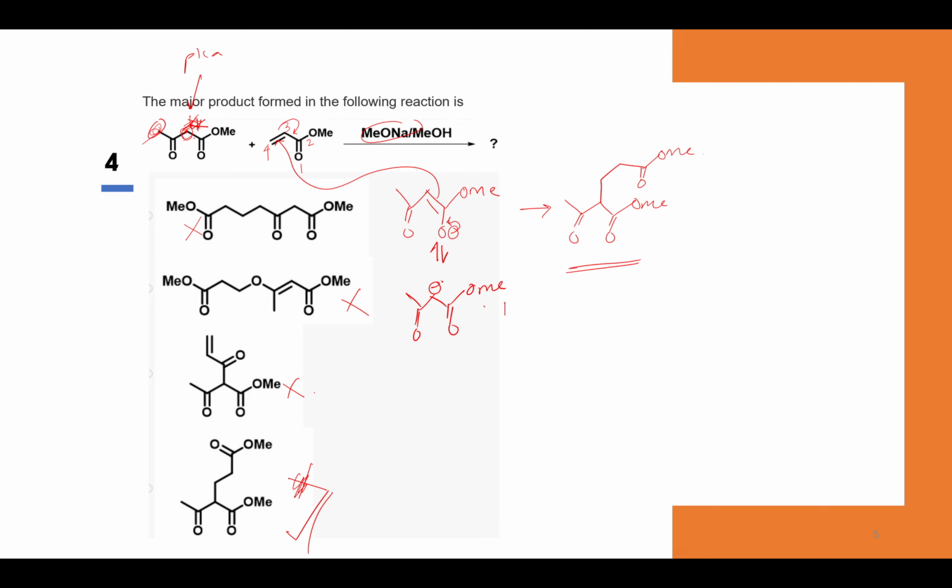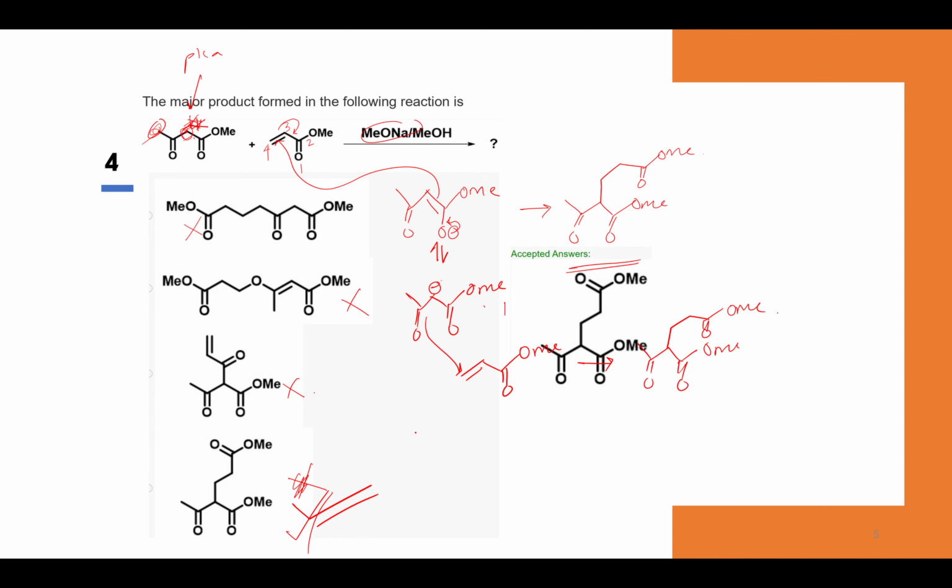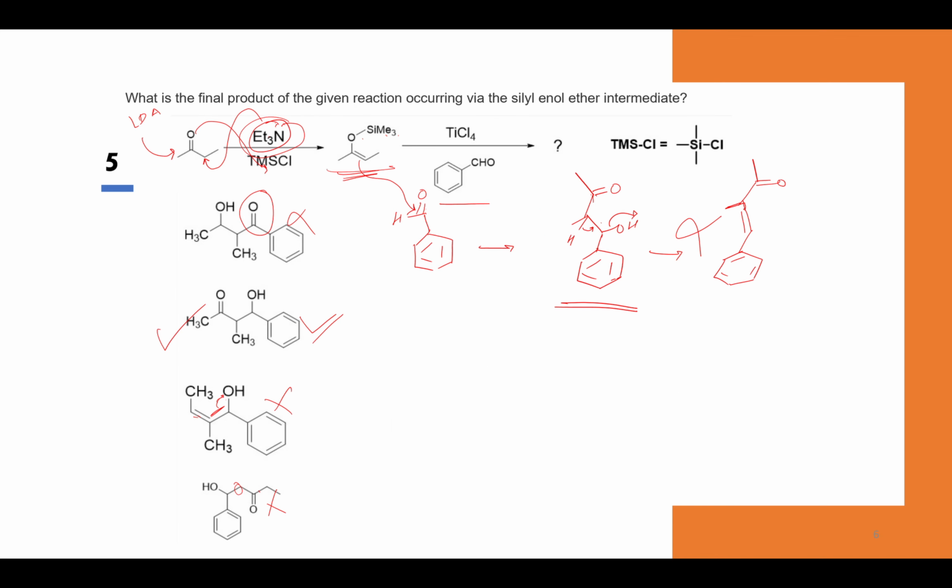Okay, and it will attack on this. This is a Michael addition. I have already written the mechanism. So according to our mechanism, what was the correct option? Option number 4. We have discussed all the 3 incorrect options also. So the correct option is option number 4.